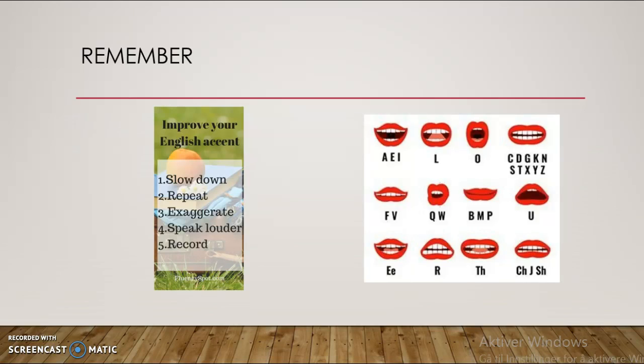Record. Listening to what you have read makes you aware of how you pronounce the words and where you are making mistakes.